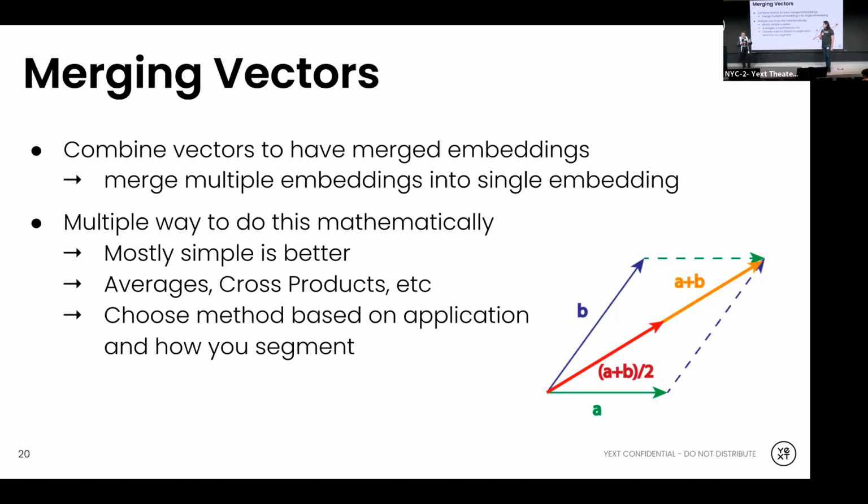Would you just repeat the question? Sorry. So the question was, when would you use vector cross products for merging? My analysis in looking at merging vectors, I've found that cross products work best when you're working with two sentence embeddings. So if you're trying to merge multiple sentence embeddings, that's usually when cross products work best.